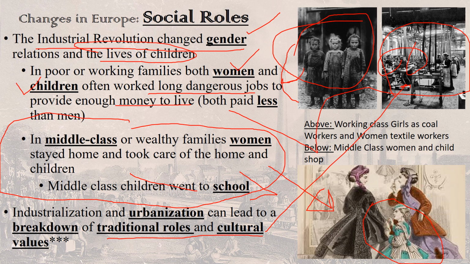Arranged marriages, at least for the middle and the lower classes, start to fall apart in Europe. Still there in China, still there in India, still there in other parts of the world. But more and more, this idea of marrying someone you actually like becomes a thing in Europe.